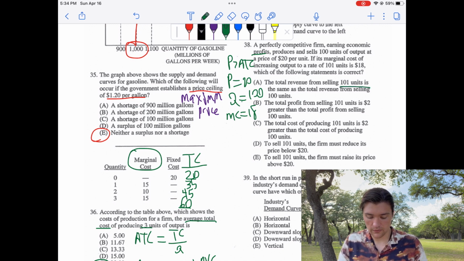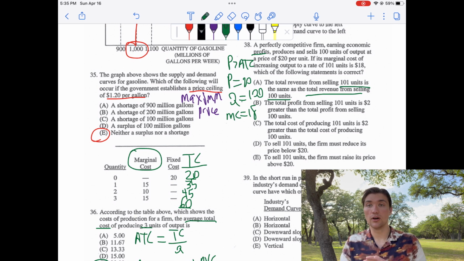The total revenue from selling 101 units is the same as the total revenue from selling 100 units. Is your total revenue the same? No, right? Because you're selling more. If you sold one more, your total revenue would increase. Your total revenue is going to go up here, so it's not A.